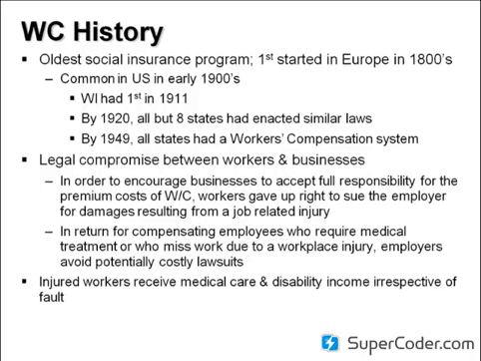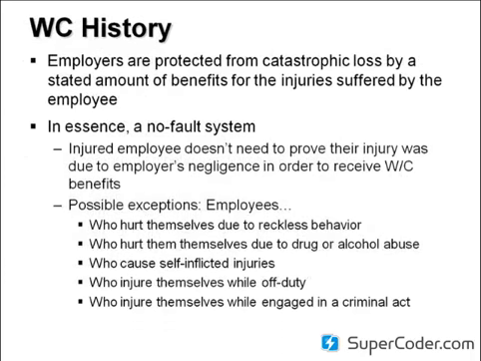So in essence, the employee doesn't have to prove that it was negligence on the part of the employer, and in contrast, by paying for the premium, the employer avoids those potentially costly lawsuits. So basically, the worker, the employee, receives medical care and disability income irrespective of fault. And as I mentioned, the employers are protected from that catastrophic loss by a stated amount of benefits. Similar to if we were buying life insurance or liability insurance, there's a stated amount of the coverage. So likewise, there is a stated amount on their insurance premiums.